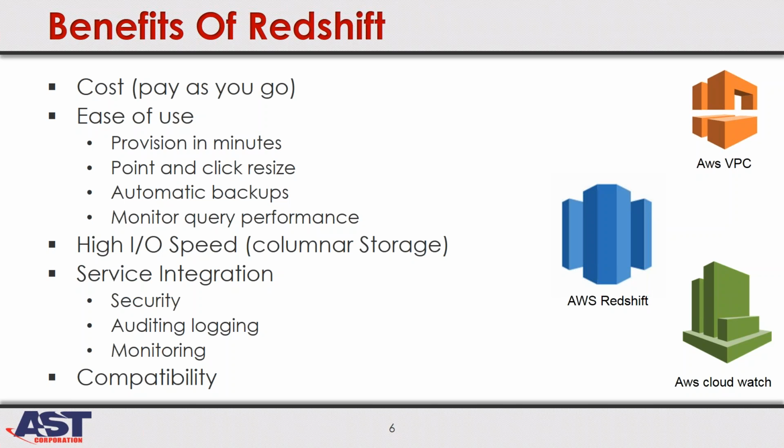The one good thing about this is we don't need to integrate these services. It's all integrated internally. So whenever we want to change our security, we just have to go into the AWS VPC service and change it there, and it will automatically be populated in our Redshift. If we want to create a monitoring alarm, we just have to go to CloudWatch and create an alarm there based on the Redshift metric, and it will automatically populate the alarm in the CloudWatch dashboard.